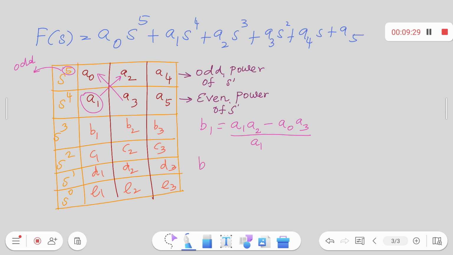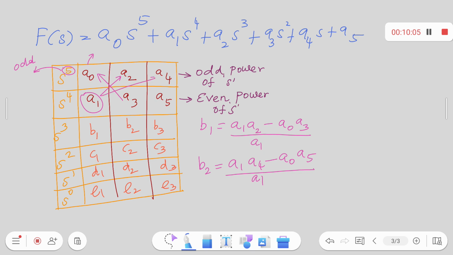Next, what is b2? It is a1 a4 minus a0 a5 divided by a1. So that means you should keep the first column constant and move the remaining columns, cross multiply, subtract. This is the general procedure. I should keep the first column values constant and keep on cross multiplying with the successive columns, subtract, and divide by the first element of the above row. So this is the general procedure.